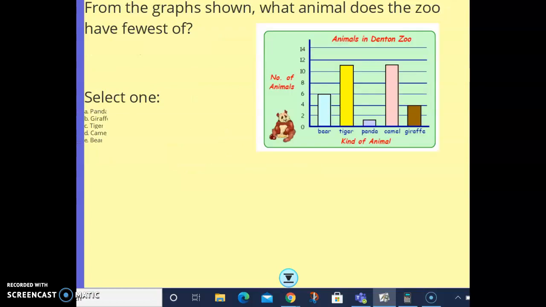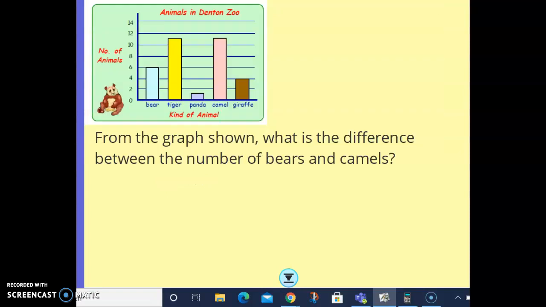On to the graphical part now then. From the graph shown, what animal does the zoo have fewest of? It'll be this one here. It'll be panda. Same graph, but what's the difference between the number of bears and camels? Looking at bears, there's 6 bears. Camels, it's 8, 10, 11 camels. 11 take away 6, a difference of 5.